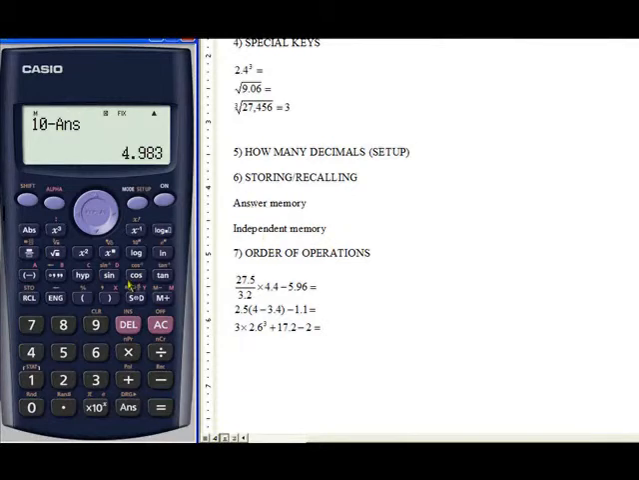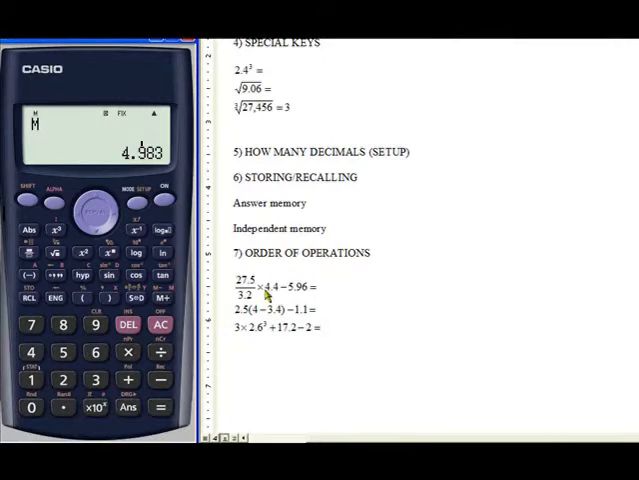Independent memory, most calculators will have some like M plus, M minus button. One way to do that, let's say I want to store 4.983 into the memory, you can go second, store, and there's usually a store button of some sort, and now push the memory button. And then you will see the answer is stored into the memory. Now, if you want to recall it, you just say recall memory, and it's going to have it there. So store memory, recall memory, and then you go back and forth.